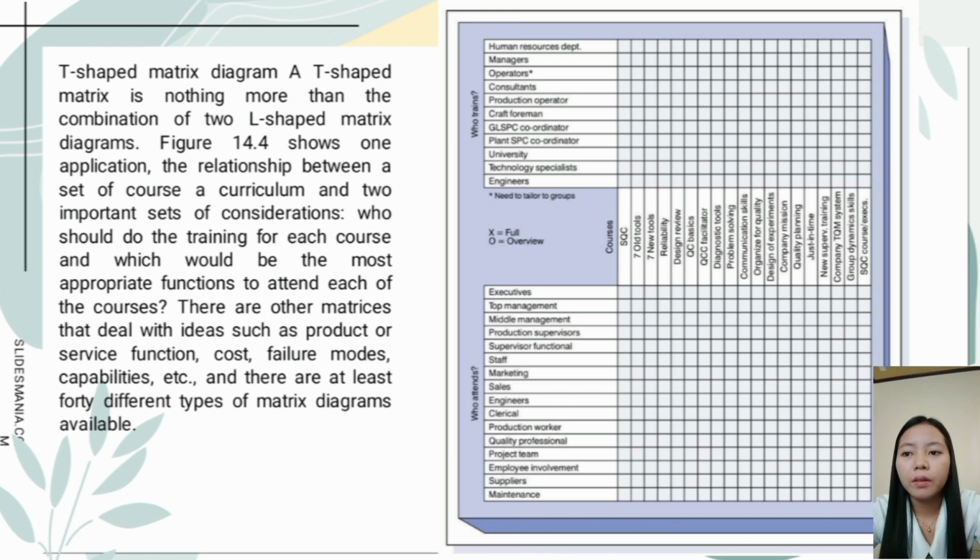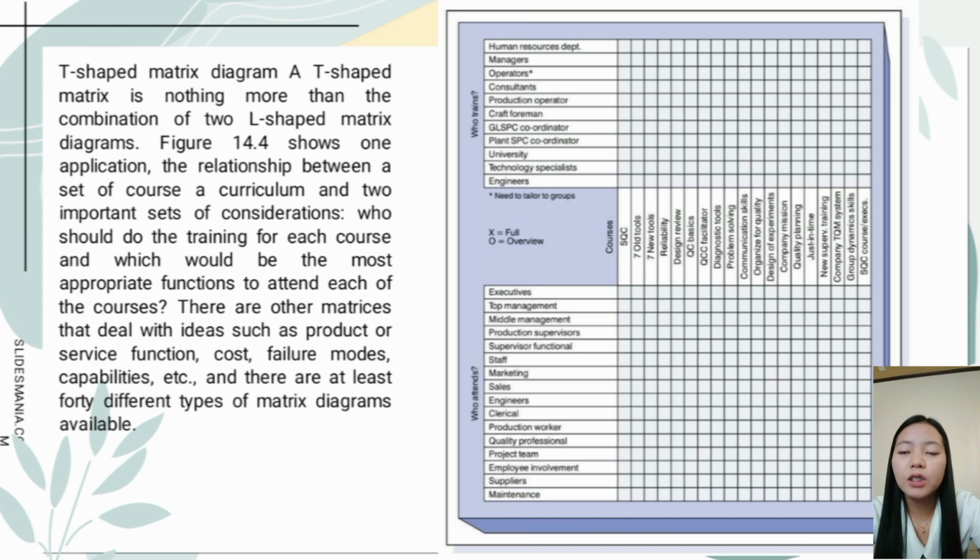On figure 14.4, it shows one application, the relationship between a set of courses, a curriculum, and two important sets of considerations. Who should do the training for each course and which would be the most appropriate functions to attend each of the courses. So there are other matrices that deal with ideas such as product or service functions, cost, failure modes, capabilities, etc. And there are at least 40 different types of matrix diagrams available.